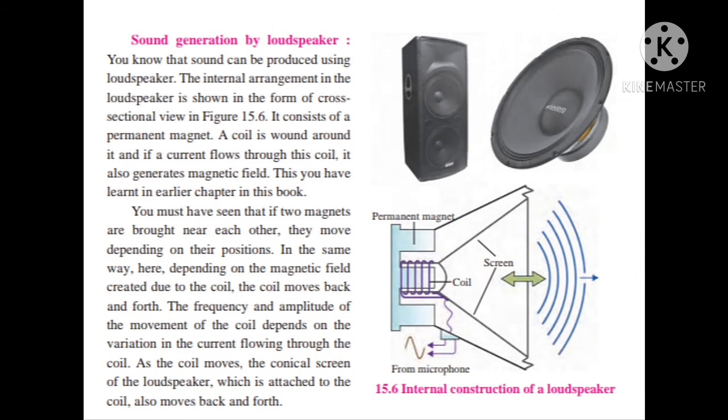So we have seen that if two magnets are brought near to each other, they move depending on their positions. And in the same way, here, depending on the magnetic field created due to the coil, it moves back and forth. The frequency and amplitude of the movement of the coil depends on the variation in the current flowing through the coil. So as the coil moves, the conical screen of the loudspeaker, which is attached to the coil, also moves back and forth.